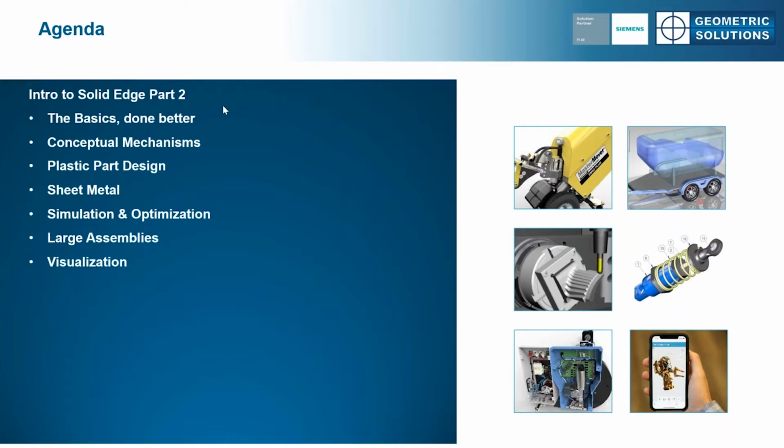Then we're going to look at some really unique tools that are built into SolidEdge, such as being able to do conceptual mechanisms. What about plastic parts, sheet metal? How about simulation, making sure that your design is going to be robust enough? Following that up with a video on large assemblies, being able to have an entire building, an entire factory, and running it with SolidEdge. And then lastly, we're going to look at visualization. So imagine being able to take your product, take your part, and being able to take it from the computer screen to something that a consumer can really understand. That's visualization. That's what we're going to look at today.